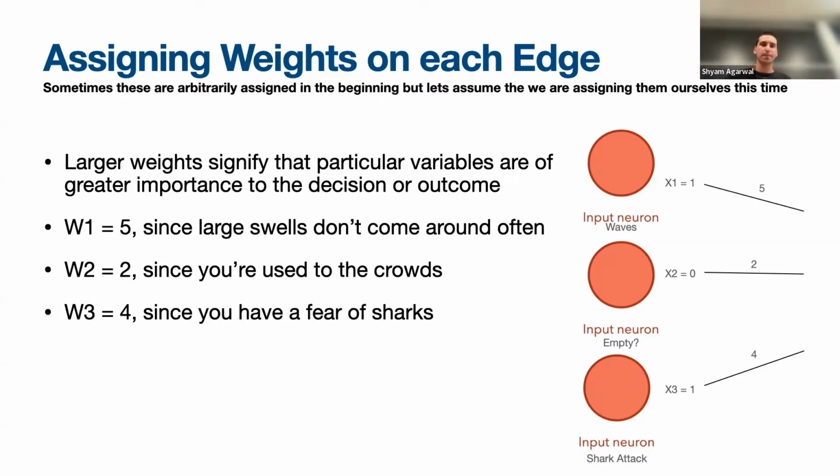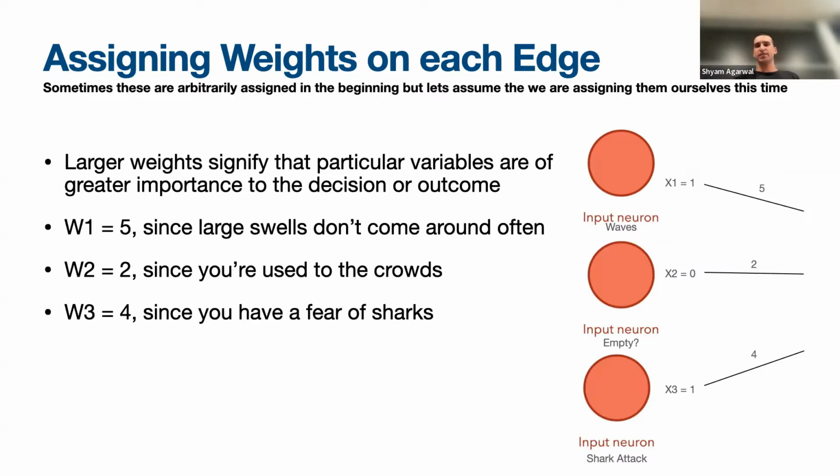In this case, what this is going to do is adjust the neural network by preference. Let's say that you have a certain preference for the waves, whether or not the ocean is empty, and whether or not there's a shark in the water. In this case, we care a lot about the waves since our weighted value is 5. We don't really care about crowds since that weighted value is 2 for that edge. And we care a little bit more about sharks since the weighted value is 4.